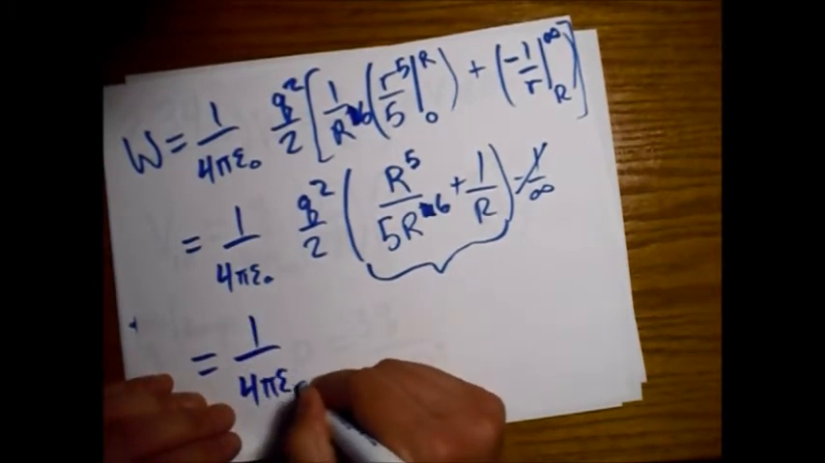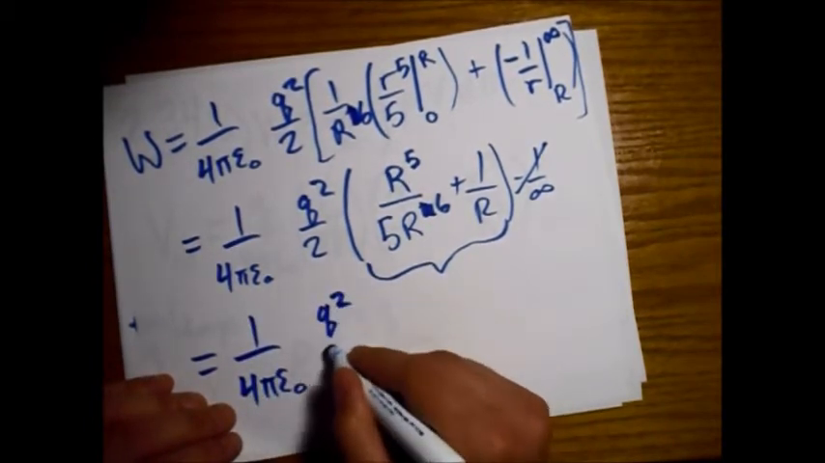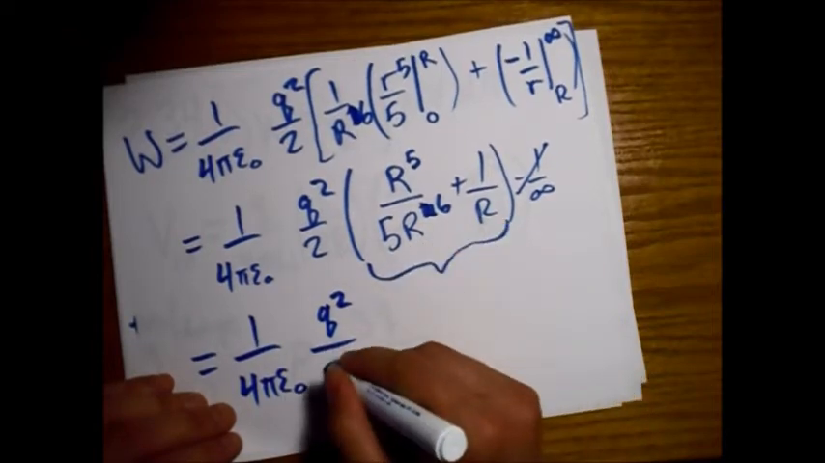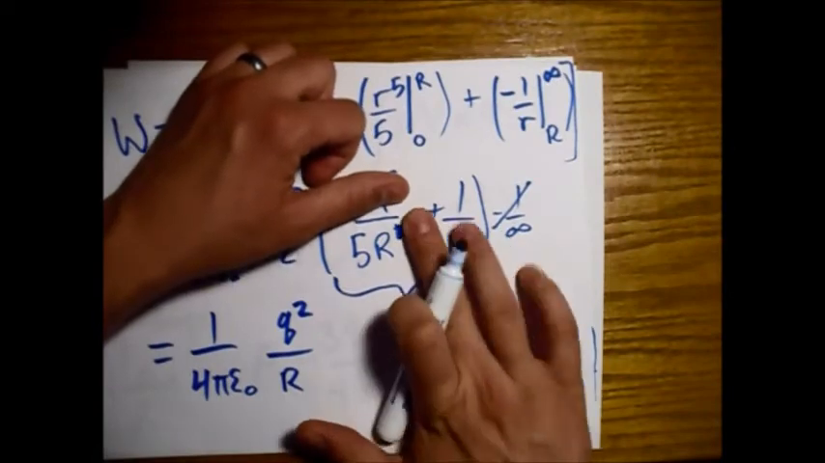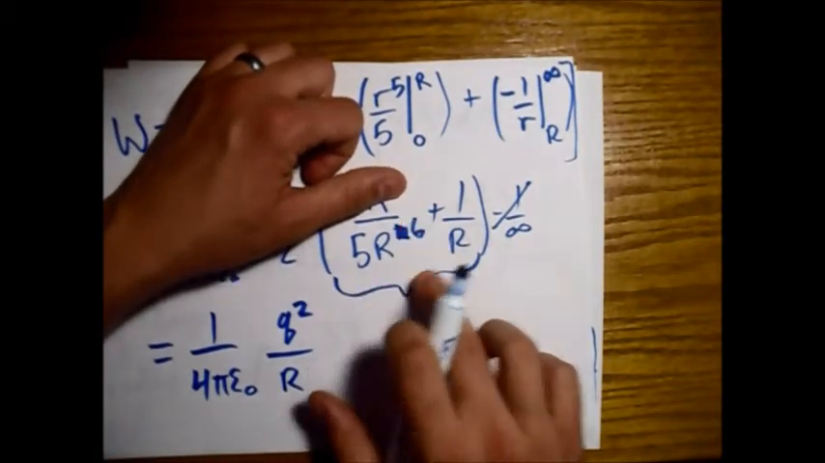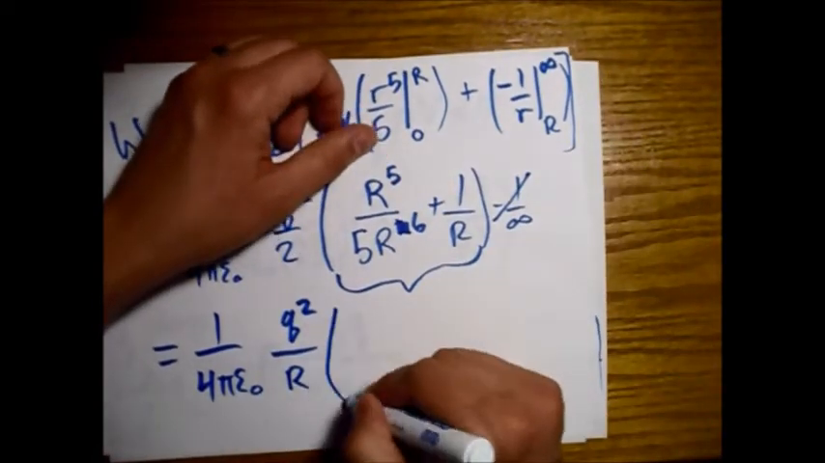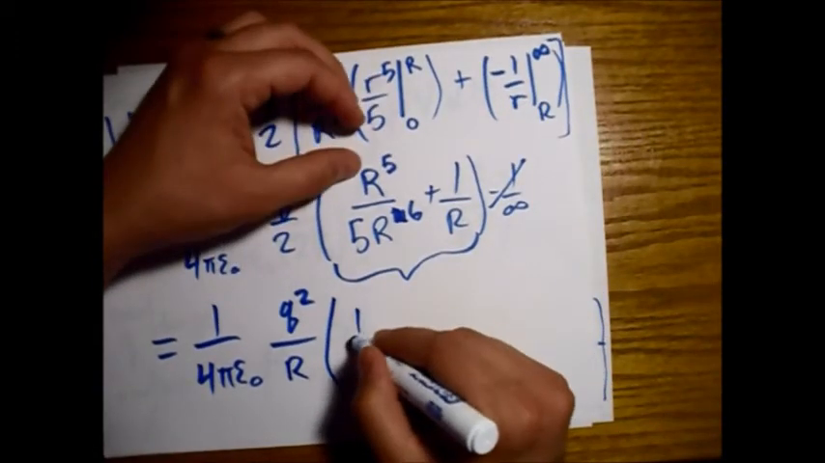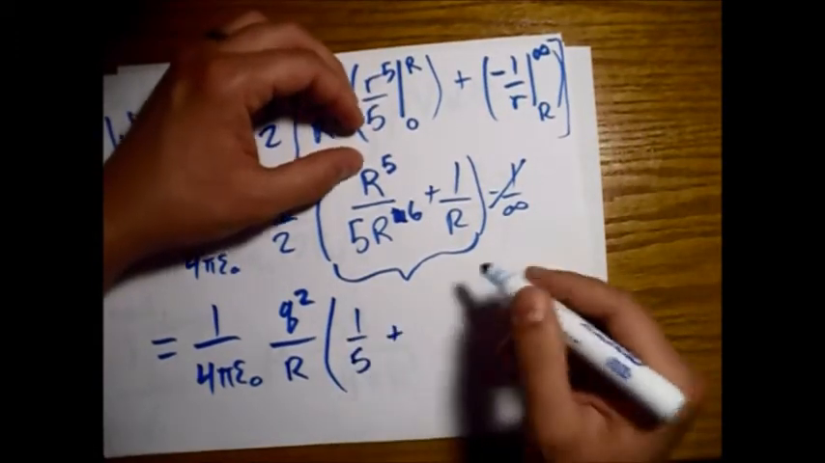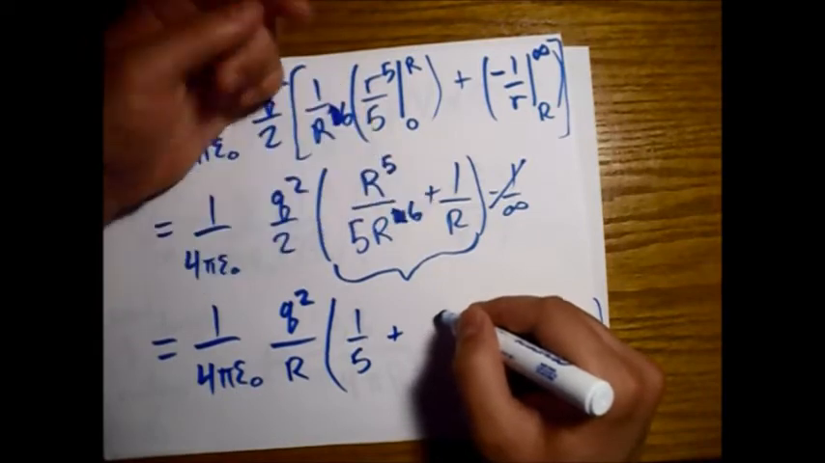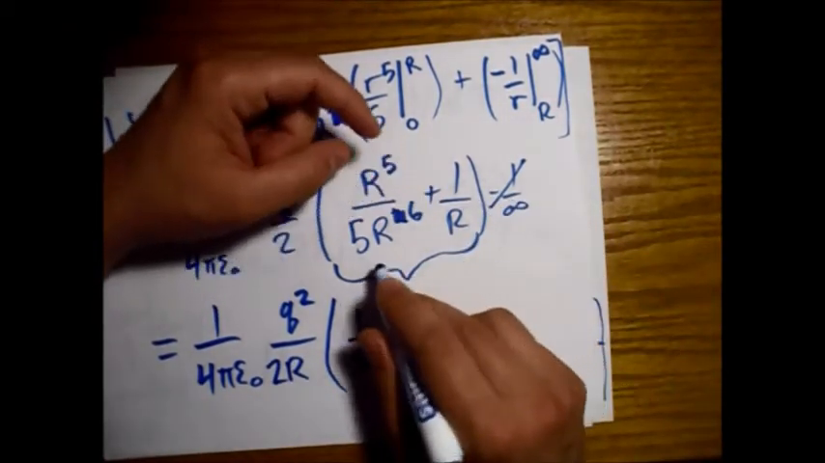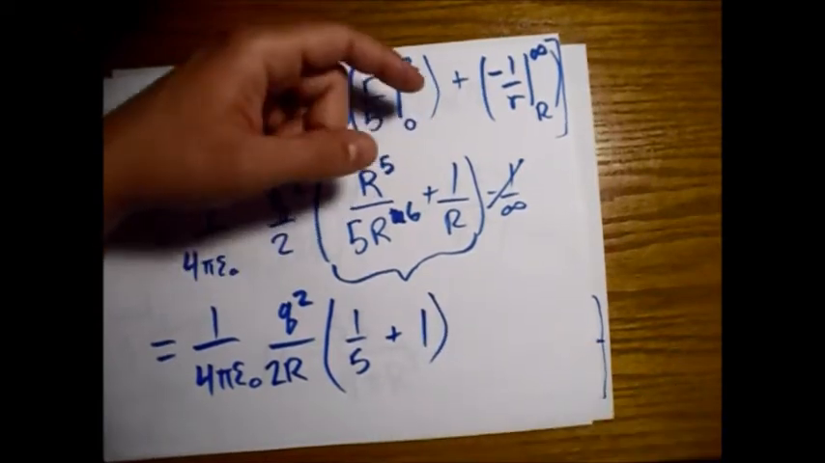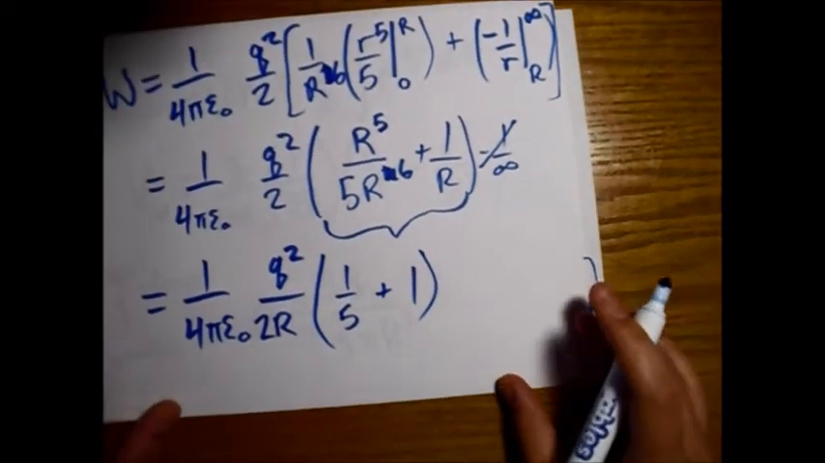4 pi epsilon naught q squared, and I'm gonna go ahead and factor the r out on the bottom, right? So r to the 5th divided by r to the 6th, we have 1 power of r on the bottom. Take that out. Alright. So we have a 1/5 plus 1, oh, and I forgot the 2. Wow. Okay, plus, so 1/5 plus 1. Okay, I think this is working out, okay?